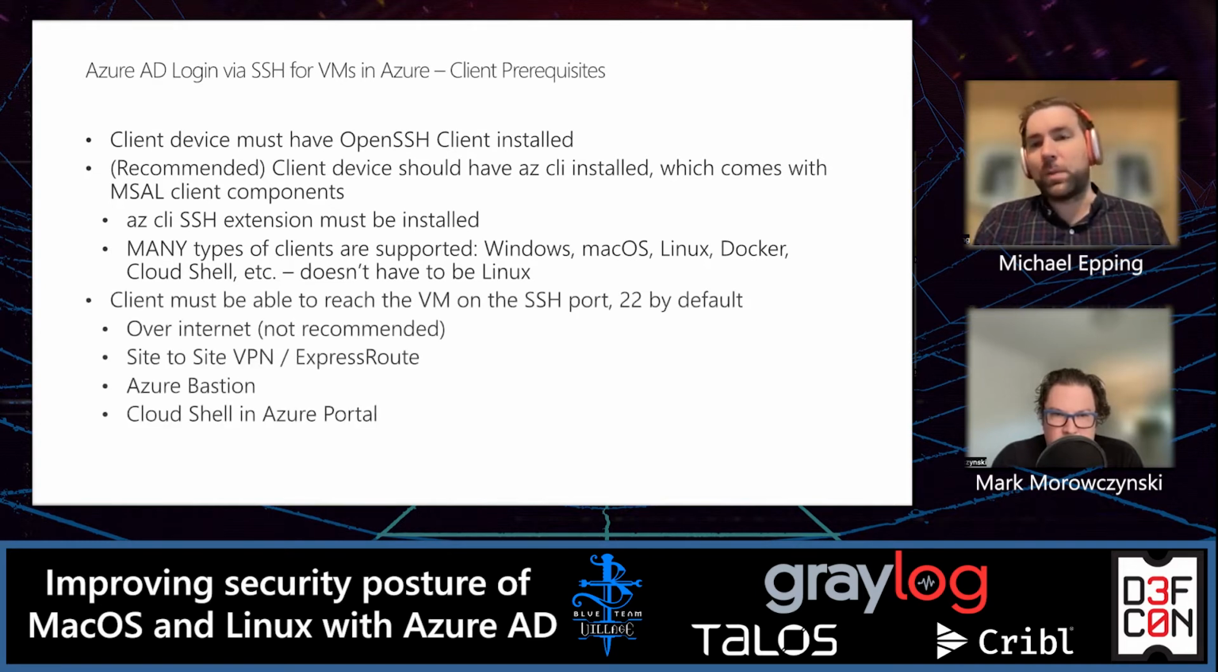And then the client has to be able to reach the VM. So this is specific to VMs that are in Azure. I will talk about some slightly different requirements for the Azure Arc VMs in a little bit. But basically, you have to be able to reach the VM on port 22. So this might be over the internet, although that's not really recommended. It could be over a site-to-site VPN to your Azure instance. It could be through Azure Bastion, which is a Bastion host solution, or you could just do it in a browser using Azure Cloud Shell.